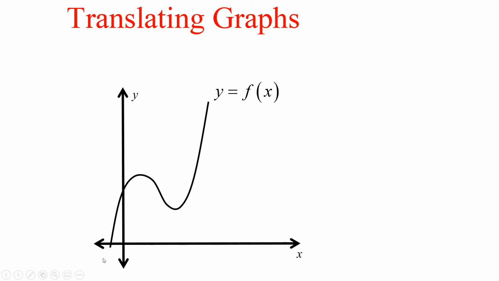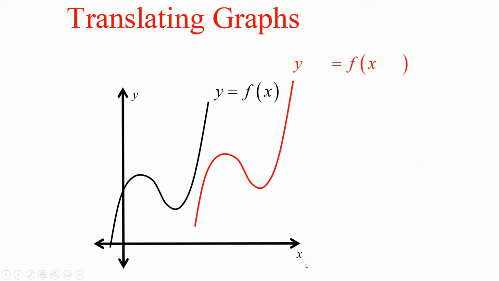Okay, now let's get to translating graphs. Okay, this looks like your typical cubic right here. y equals f of x. And it looks to me like this is y equals f of x, but we have slid it both horizontally and vertically a little bit. So how do we deal with translating graphs in the plane?